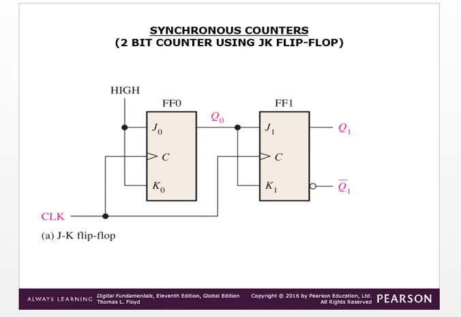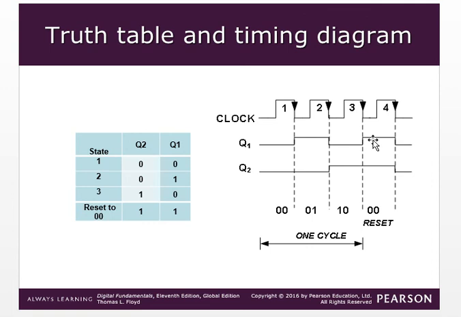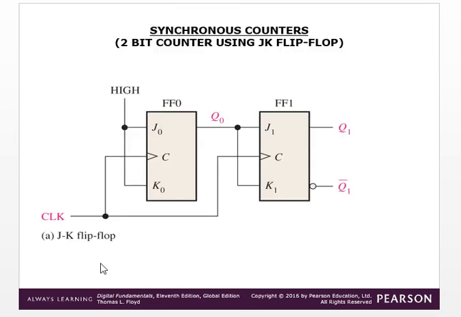The clock is the same clock. Now let me analyze the table. The table and waveform are similar to the first flip-flop. So how can we analyze this one? For example, see Q1. Q1 is 0 1 0 1. Assume that this is Q0, not Q1, it is Q0.